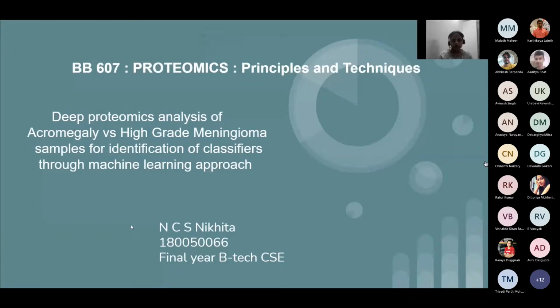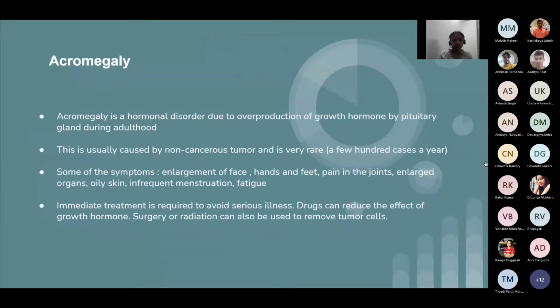Hello everyone, I am Nikita. I am a final year BTech CSE student. My project is on deep proteomic analysis of acromegaly versus high-grade meningioma samples for identification of classifiers through a machine learning approach. Now let's see about acromegaly.